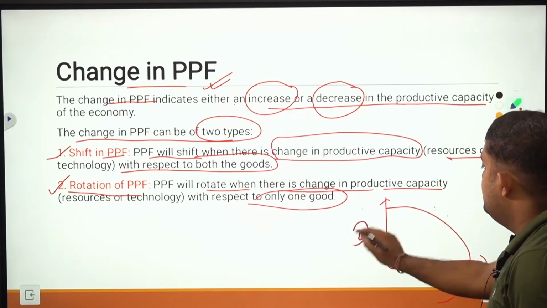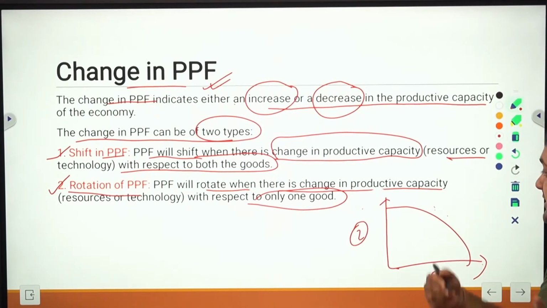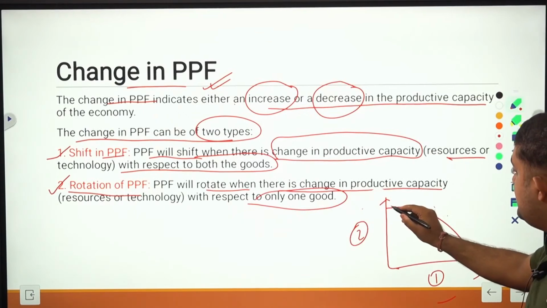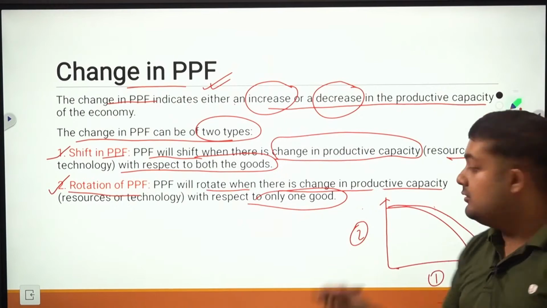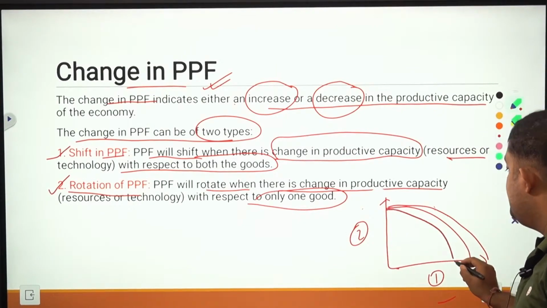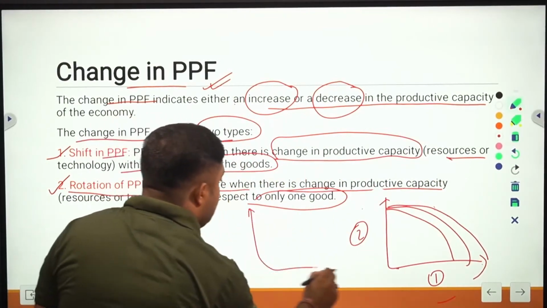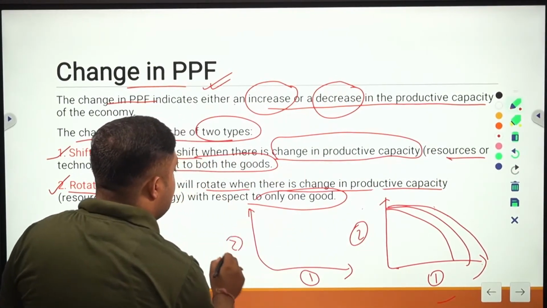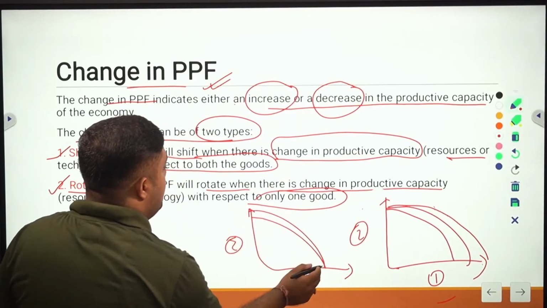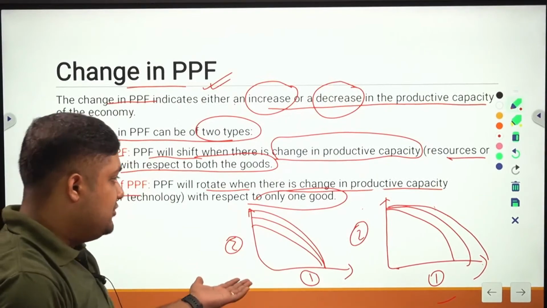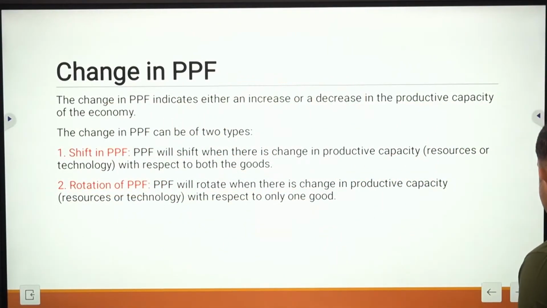This is our good 2, this is our good 1. If only good 2's production capacity increases, or if the production capacity of good 2 decreases, then we will get a leftward rotation. Similarly, if only good 1 increases, this is good 1, good 2 and this is our PPF. If there is a rotation in good 1, it will look like this. Okay, change in productive capacity. So this we will see in the next slide.